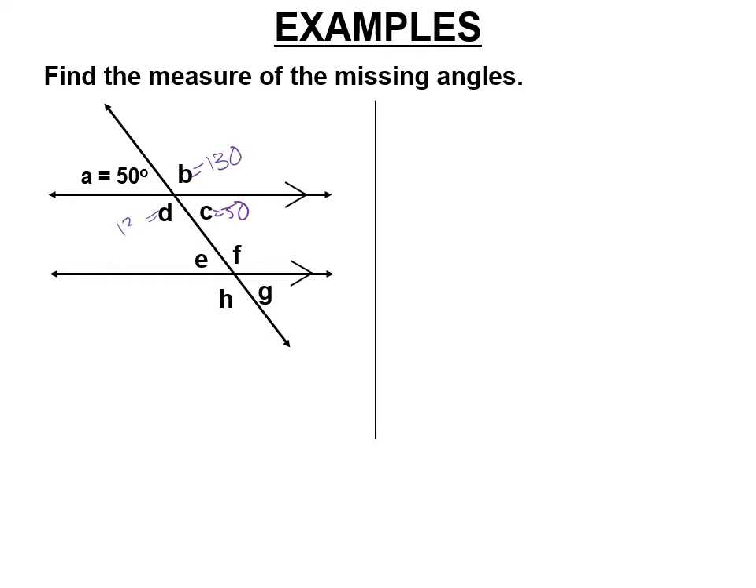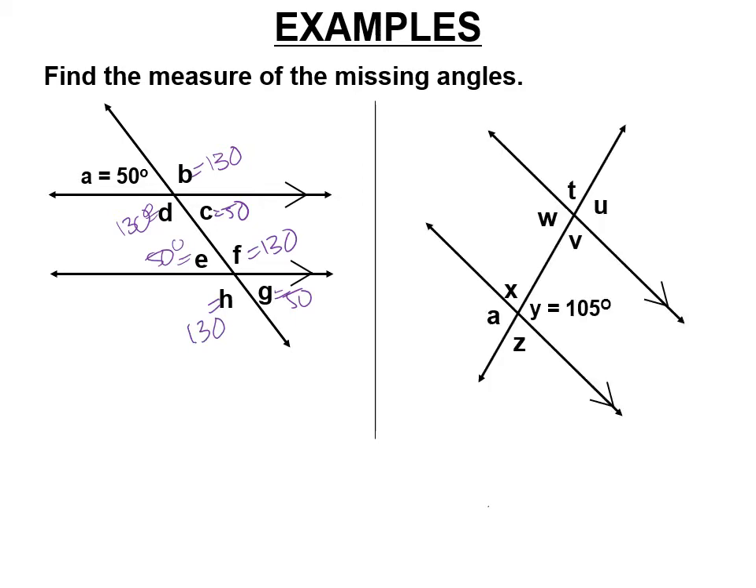D is vertical. And it turns out corresponding angles are also the same size. So this one is also 50, this one is also 50, this one is also 130, and this one is also 130. It is that easy. So same thing here.